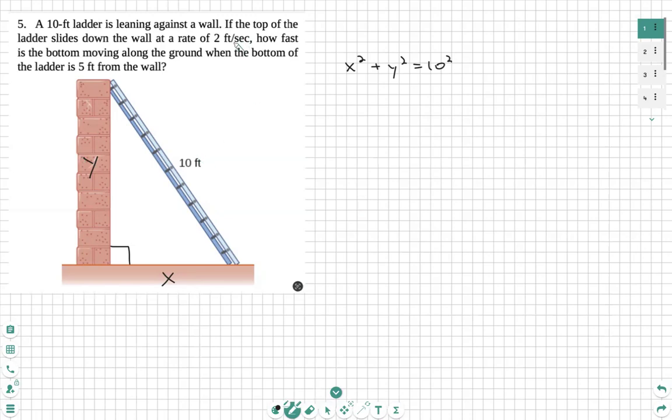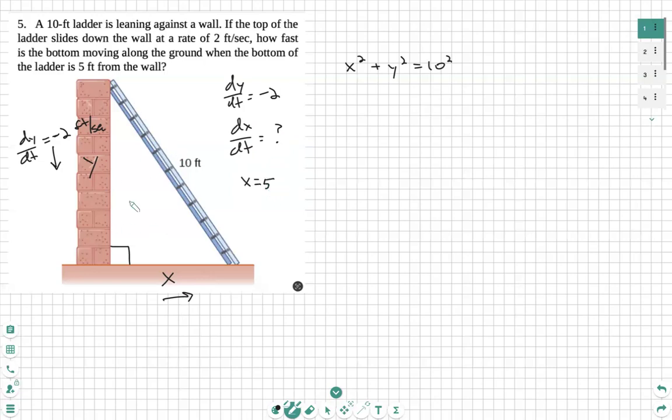Next, let's fill out everything else we're told. If the top of the ladder slides down the wall, sliding down the wall would be represented as a rate of dy/dt. And this is being represented as -2 feet per second. So we're going to write dy/dt equals -2. Now we want to know how fast the bottom of the ladder is moving away. So we're looking for dx/dt. That is what we don't know. And then we want to know this at the exact moment the bottom of the ladder is 5 feet away, so when x is equal to 5.